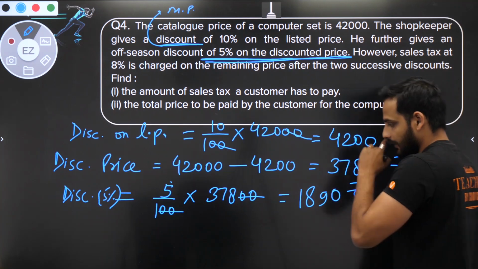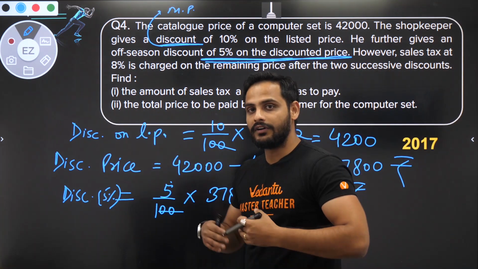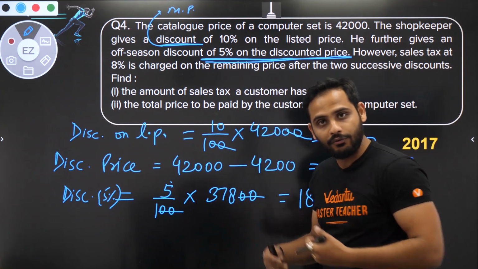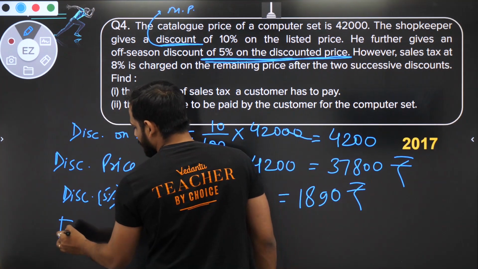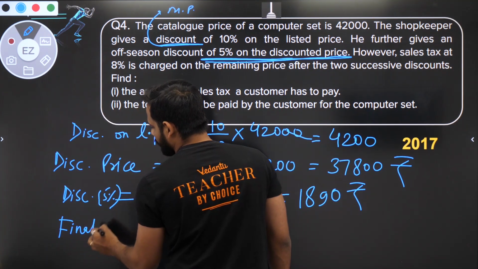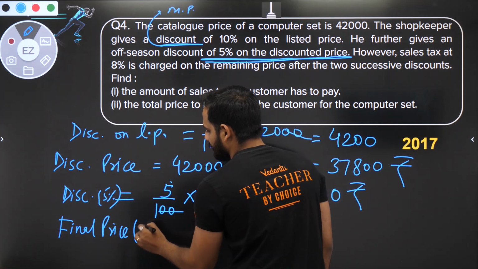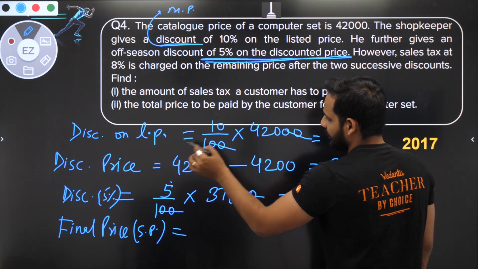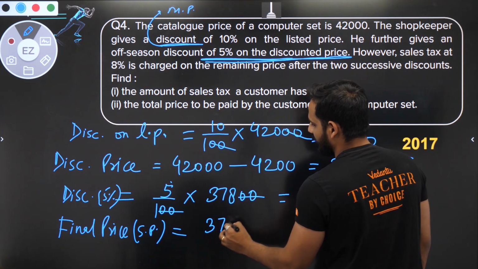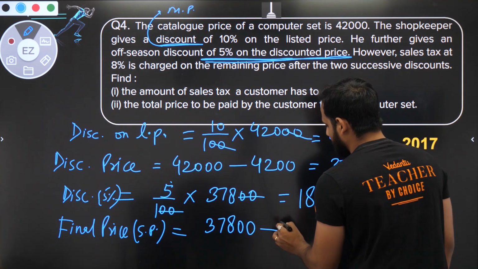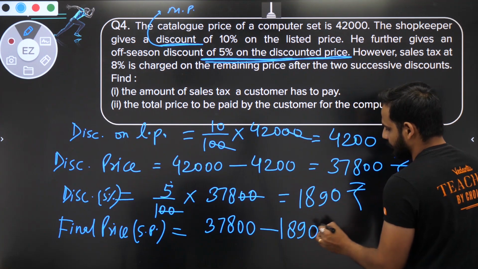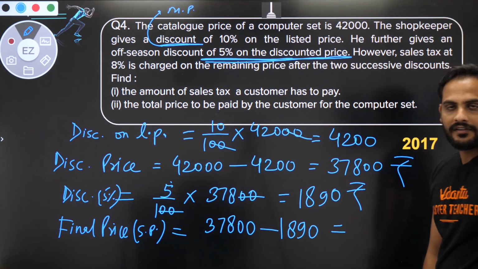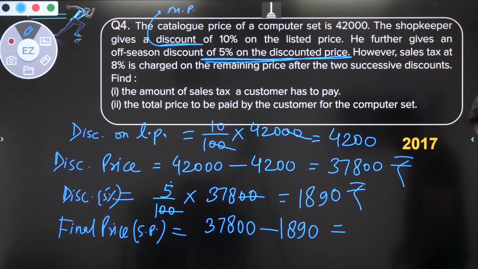1890 rupees. Further discount of 1890 rupees you have to give more. So I can say that, sir, my final price, or the selling price, will be equal to 37800 subtract 1890. So you will be getting your final price. What will it be equal to?